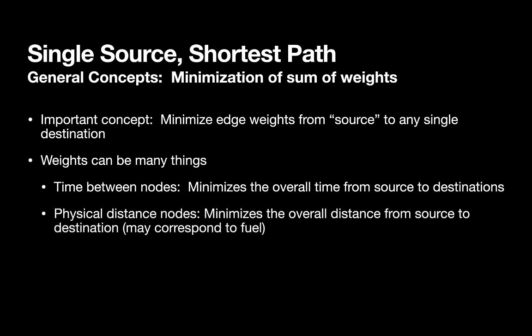Okay, but it can also be different things. It could be like physical distance between nodes. So we might want to minimize the actual distance that we travel, which may correspond to fuel costs. So if this were shipping by ground transportation, this might minimize the total amount of gas consumed to ship things from one location to another if the edge weights represent physical distance.